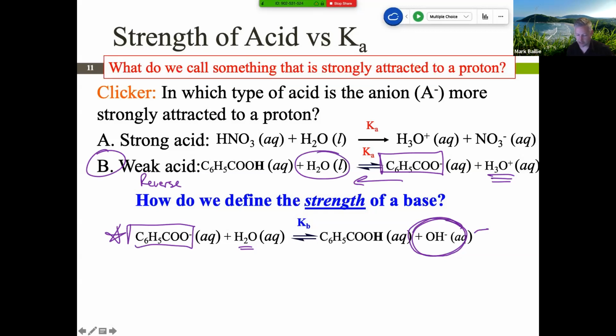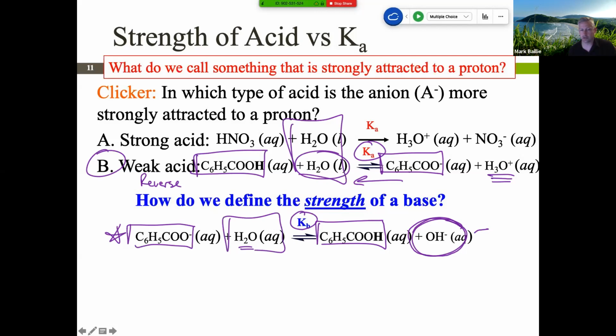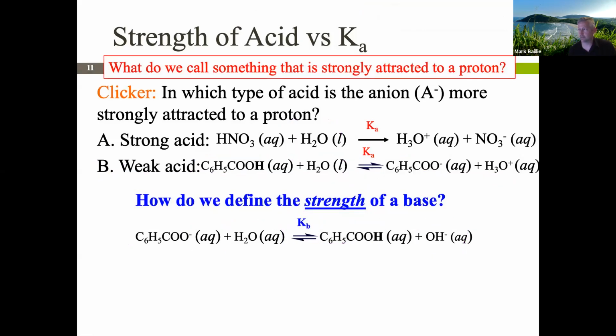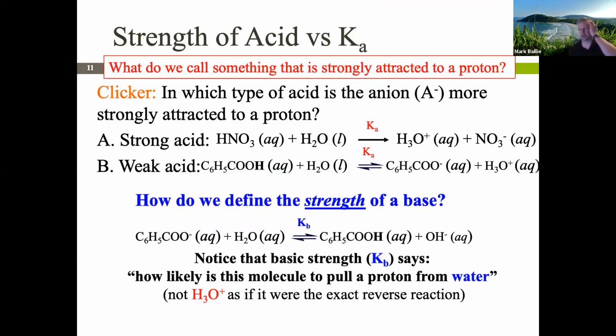So the things that are the same are the things in the square boxes. But just like Ka is saying how likely is an acid to donate a proton to water, Kb is saying how likely is a base to pull a proton from water. So it's really important that we notice Ka and Kb are both reacting with water. And you'll see why if we have time.